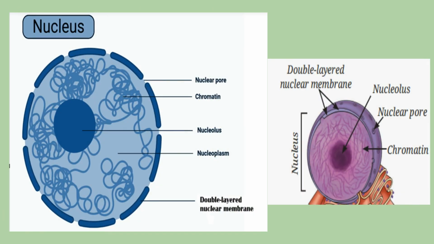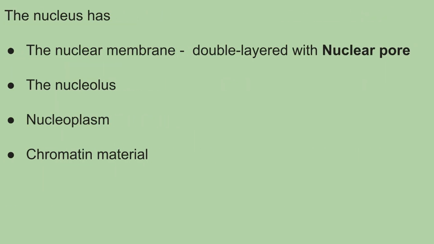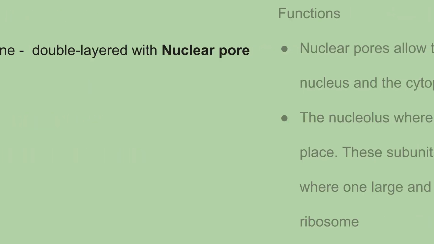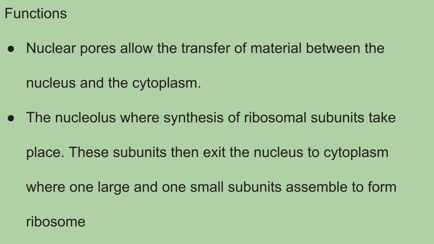The nucleus is a vital organelle containing the cell's genetic material. These diagrams show its key components. The nucleus includes the double-layered nuclear membrane with nuclear pores, the nucleolus, nucleoplasm, and chromatin material. Nuclear pores facilitate material transfer between the nucleus and cytoplasm. The nucleolus is where ribosomal subunits are synthesized, which then exit to the cytoplasm to form ribosomes.